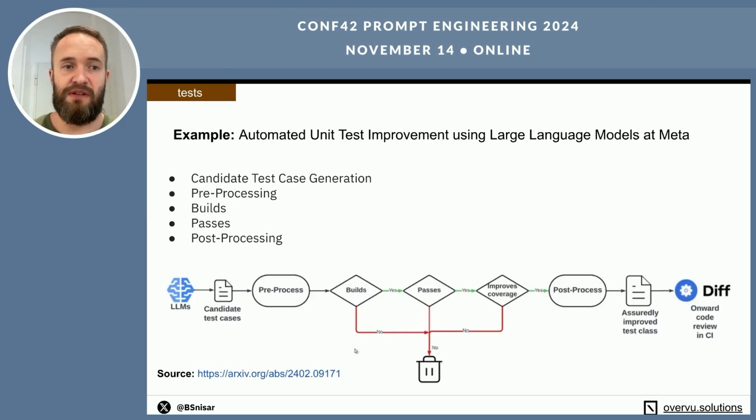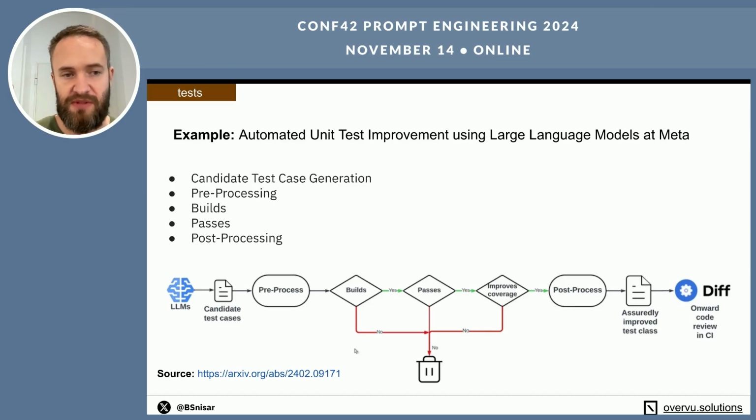Another good example is the paper by Meta about automated unit test improvement using large language models. They created a pipeline that is responsible for improving test coverage, just as we discussed on the previous slide. The idea is that it generates test cases, not the unit test itself, but actually tries to understand what to test to fulfill the ideas or specifications for the test.